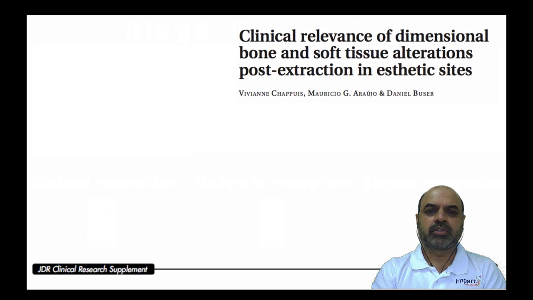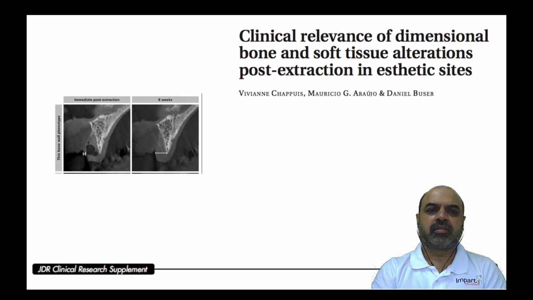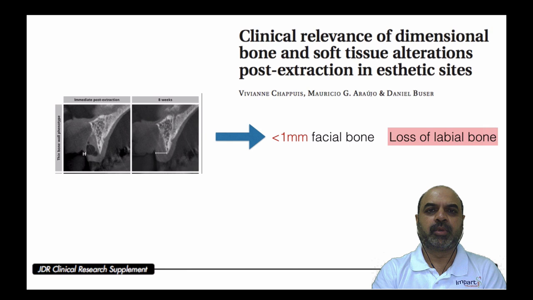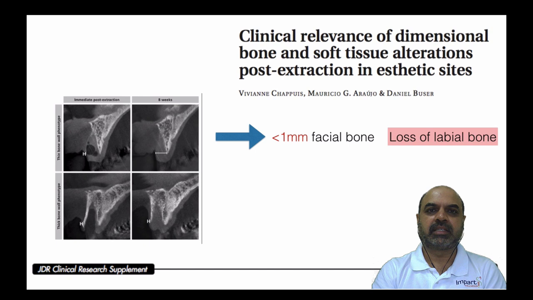So, let's focus our attention on this particular article by Chappuis and Buser, wherein they studied CBCT data post extraction and came to the conclusion that if there is less than 1 millimeter of facial bone post extraction, there's a very high chance of losing that labial bone and ending up with a severe amount of alveolar ridge resorption. However, when the labial plate post-extraction is about a millimeter or more, the conclusion was that the amount of resorption will be much less compared to having less than 1 millimeter of bone labial to the root.